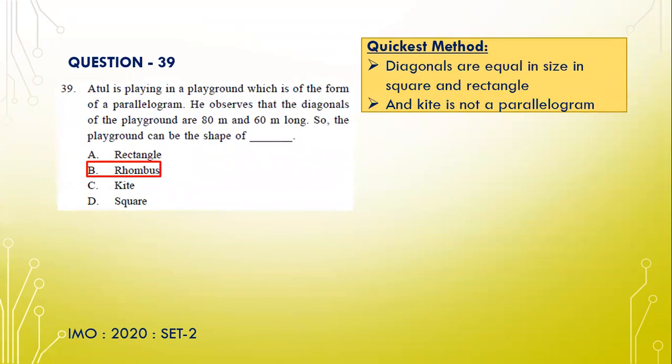Atul is playing in a playground which is of the form of a parallelogram. If he observes that the diagonals of the playground are 80 meters and 60 meters long, can it be in the shape of a rectangle? No, because in a rectangle the diagonals are equal in size. Square? No, again the diagonals are equal. Can it be a kite? No, because a kite is not a parallelogram. In a parallelogram, the two opposite sides are parallel. In a kite, the opposite sides are not parallel. So the playground can only be in the shape of a rhombus, isn't it?